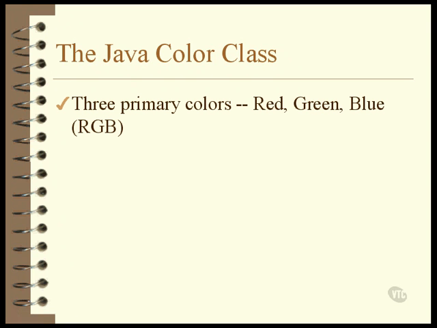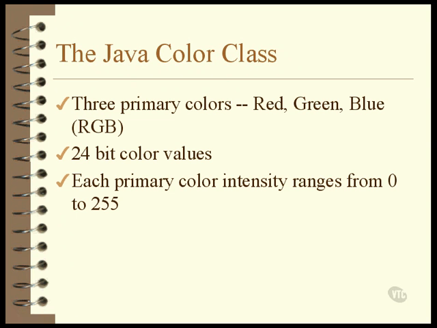Java uses a color system based on varying the intensity of the three primary colors, red, green, and blue. This is sometimes called the RGB system. Each color is stored as a 24-bit value, with each of the primary colors taking 8 bits.